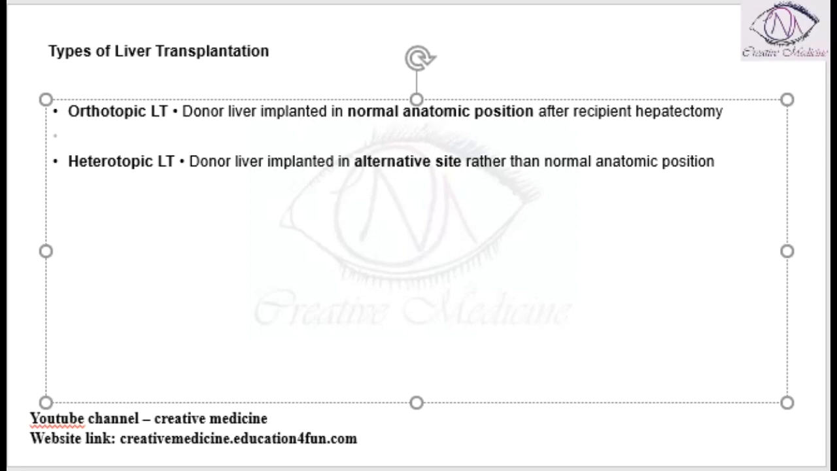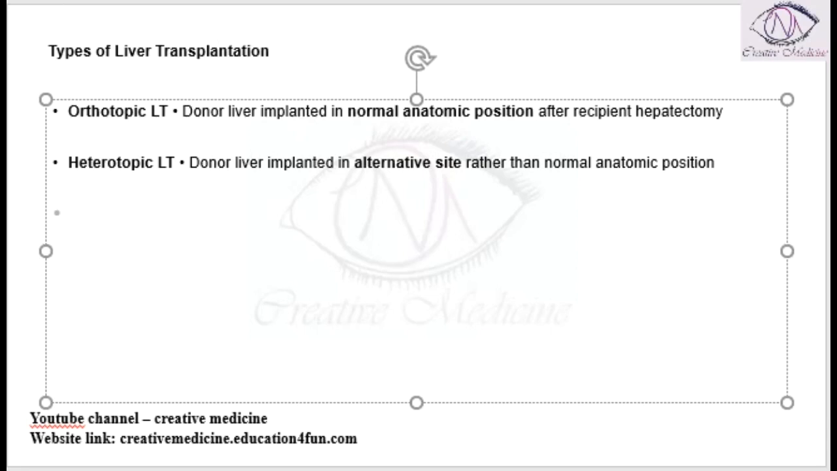Second, heterotopic transplantation. In heterotopic transplantation, you will remove the liver and you will place it at an alternative site rather than the normal anatomical position. So if you place the liver in an alternative site, then it is heterotopic liver transplantation.